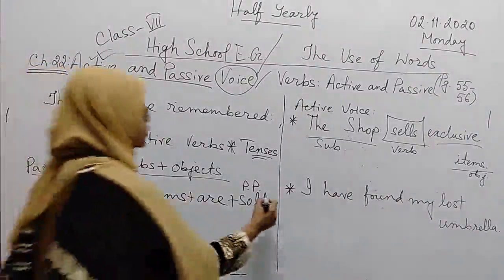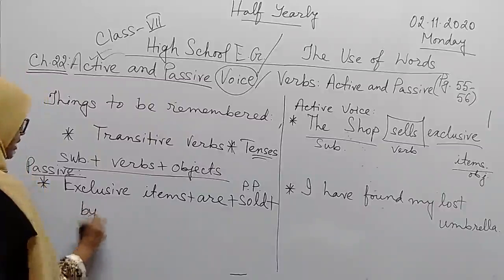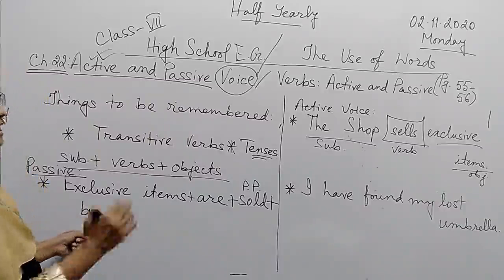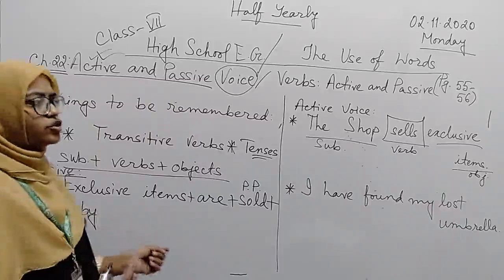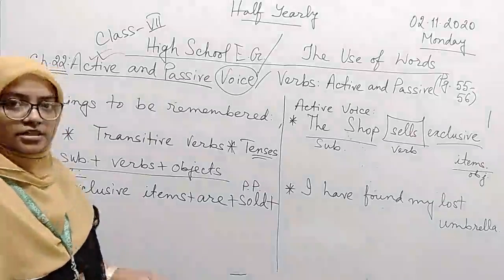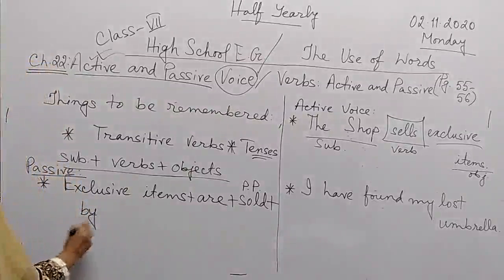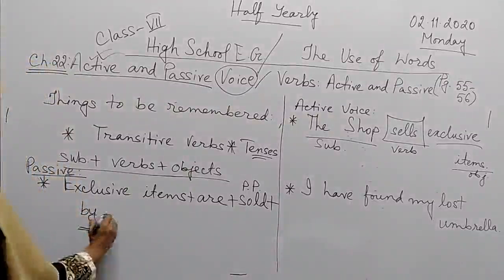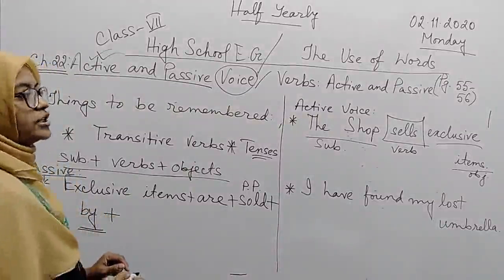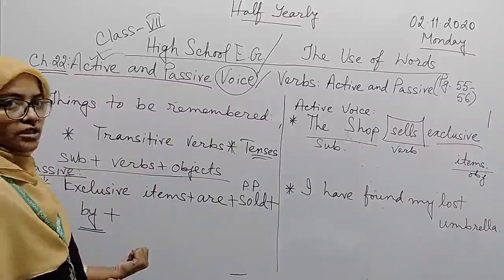The next thing we do is we add the word by, which is a preposition. In some cases, we may add to or with, depending on the meaning or the need of the sentence. But in most cases, we add the word by. And finally, what we do is we turn the subject into the object.